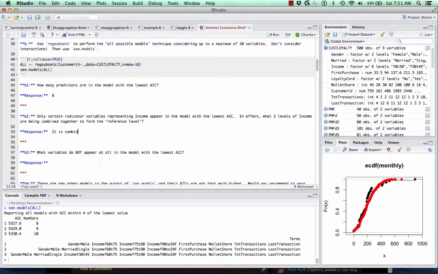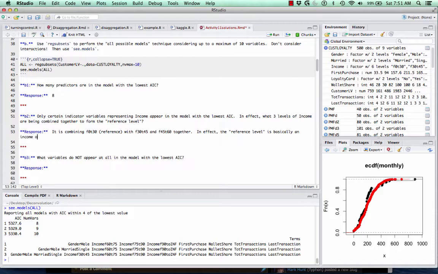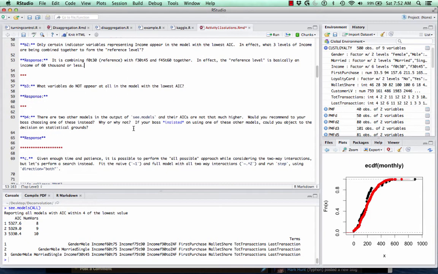So it is combining the F0 to 30 reference level with F3245 and F45-60. So in effect, really, the reference level, and I'll put that in quotes, the effective reference level here is basically an income of 60,000 or less, since these three levels are being treated together.